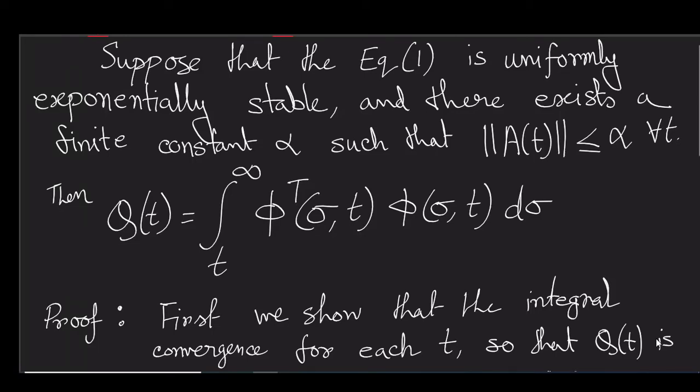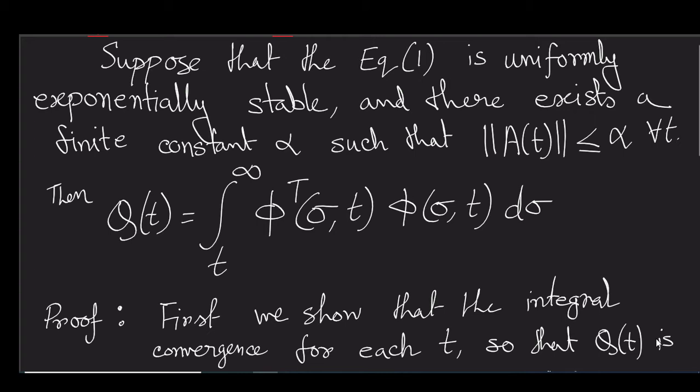Let us consider one more theorem in that line, what we discussed in those problems, how to circumvent those problems that I discussed in the last video. Suppose that our linear equation x dot t is equal to A t x t is uniformly exponentially stable, and there exists a finite constant alpha such that norm A t is less than or equal to alpha for all t.